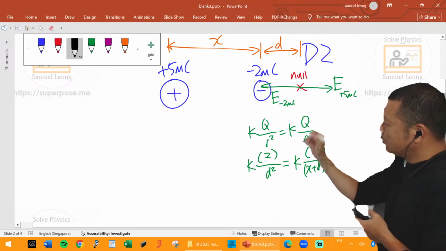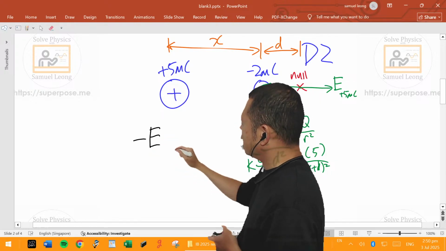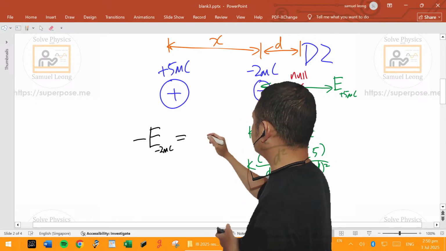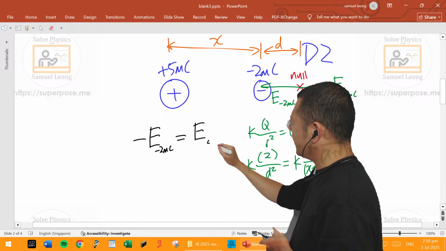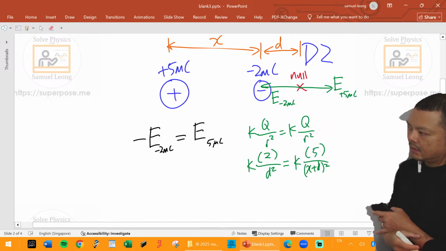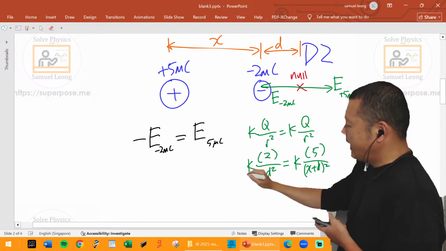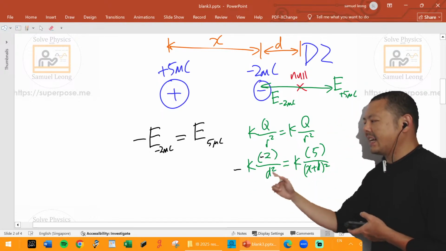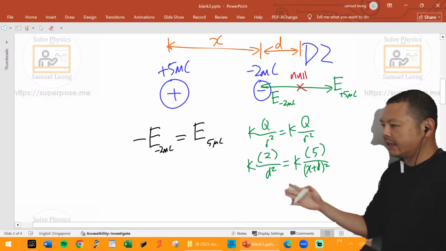The correct thing to do is to write something like that. The negative of the E field of the negative 2 microcoulomb is equal to the positive E field strength of the 5 microcoulomb. It's supposed to look like this. So in a way, when there's a negative sign outside and a negative sign inside, they just cancel each other out, and therefore I don't bother drawing it. I don't write down the negative signs.